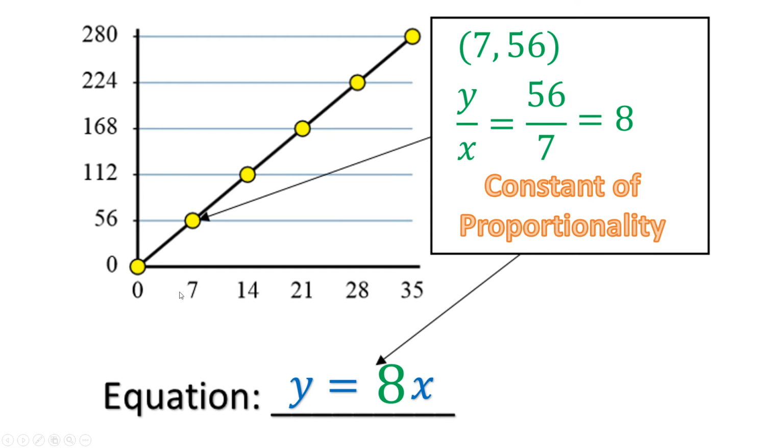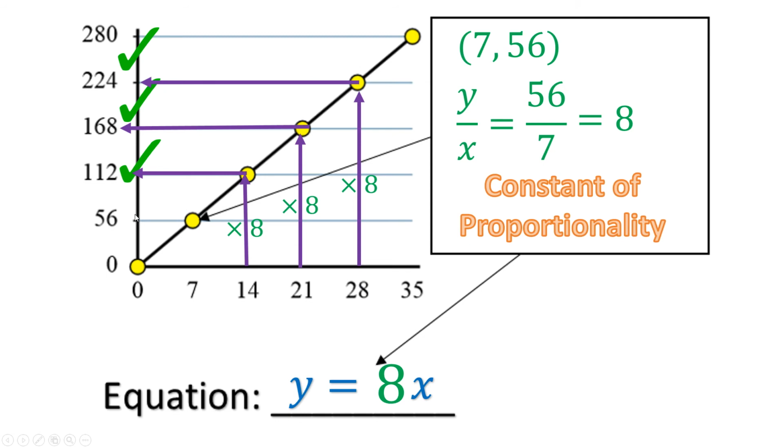And then to show you, you have your x values times 8 equals the y value. 21 times 8 equals 168. 28 times 8. And so all of these values result in a multiple of 8.